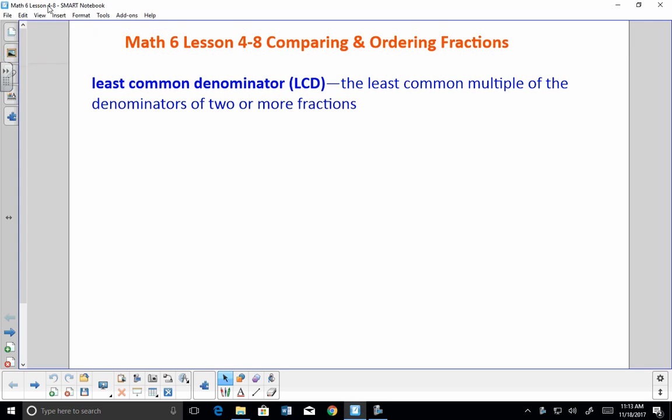This is Math 6, Lesson 4-8, Comparing and Ordering Fractions. A least common denominator, also known as the LCD, is the least common multiple of the denominators of two or more fractions, which basically means when you're finding a least common multiple, most of the time you're finding it so that you can find the least common denominator of a pair of fractions.